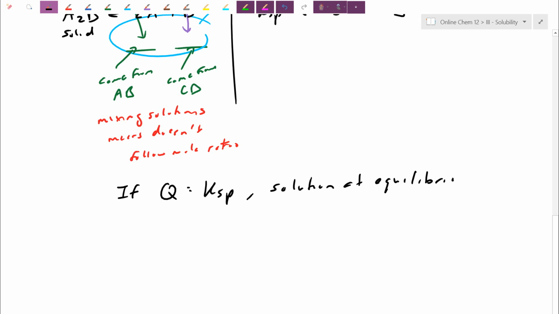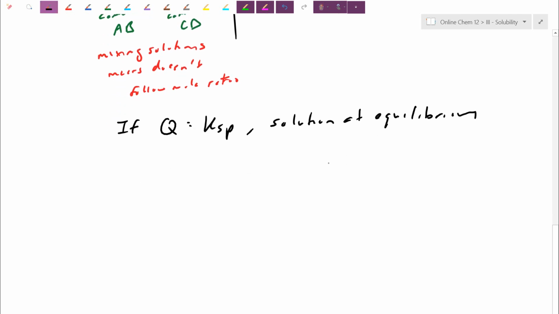You just managed to be really lucky, even though you're not following the mole ratio. You just added in the right amounts of A, the right amounts of D for what it needs to be at equilibrium. Remember, at equilibrium, we would have just hit saturation. When you added in these two chemicals, if the concentrations were too low, it actually wouldn't precipitate yet.